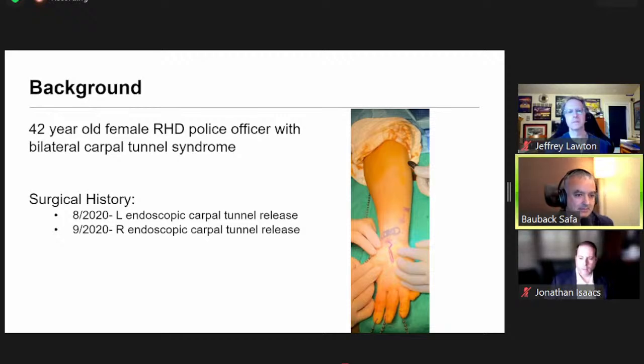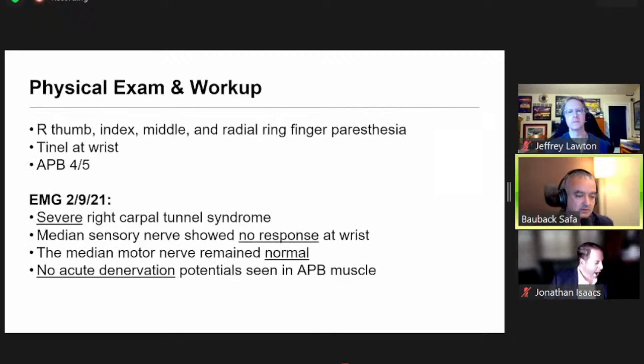So what basically happened after this was she ended up immediately having paresthesias, or basically complete numbness actually in the distribution of the median nerve. She had a Tinel sign at the wrist, but fortunately her thumb abduction and opposition was actually working pretty well. So a few months go by and she eventually has nerve conduction studies done, an EMG, which shows severe right carpal tunnel syndrome. And again, no sensory response whatsoever, but there's no denervation in the APB, and the motor remained normal.